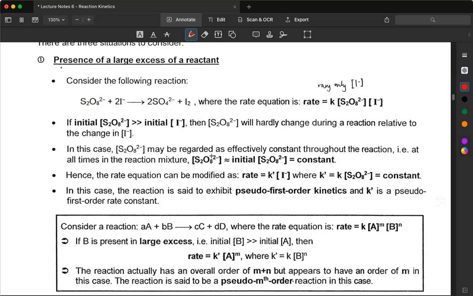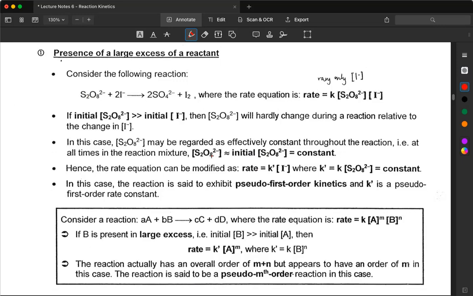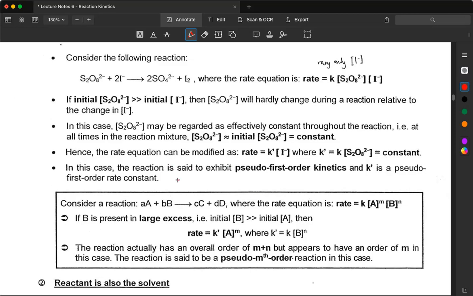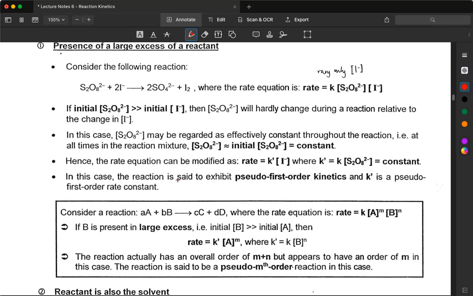throughout the reaction. So the rate equation can be modified as rate equals to k, approximately, where you consider the S2O8 2- constant. So it becomes a constant times the concentration of iodide. Remember, it's not a 2 here because we haven't done the experiment to see the order of reaction yet. So in this case, the reaction has a pseudo first order kinetics. And this is a pseudo first order rate constant.